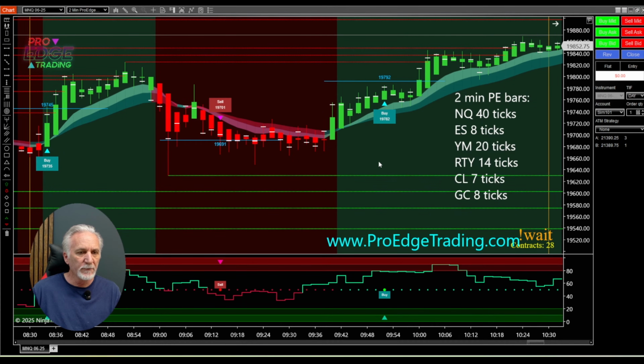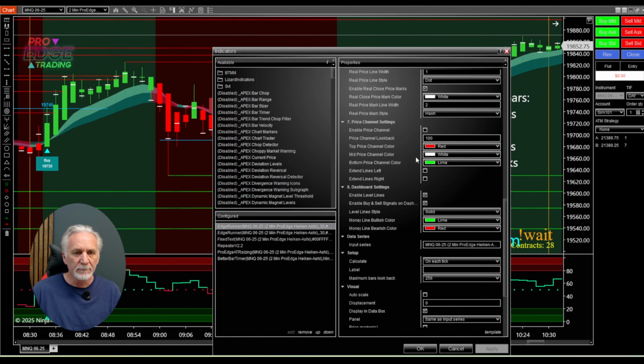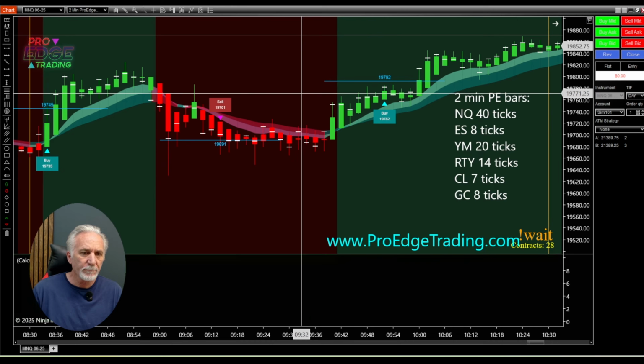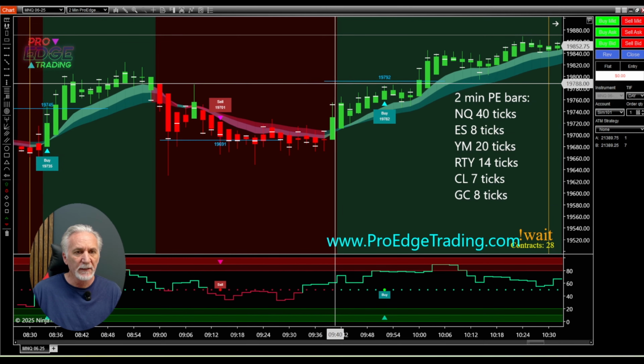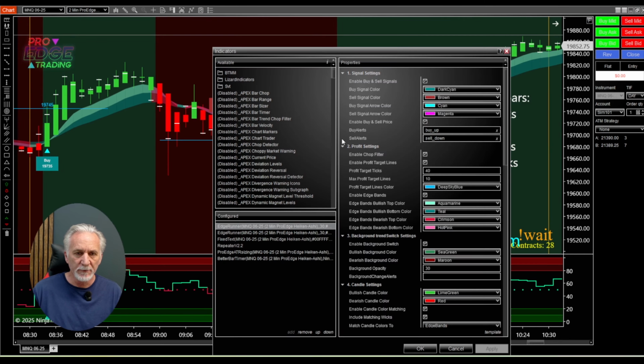But I'm going to remove the support and resistance lines just to clear the chart up. We can see these target lines better. And these target lines, you have the indicator, you know this, but they are right here. Profit target lines, you can set that to anything you want, and then change the colors, all that stuff.